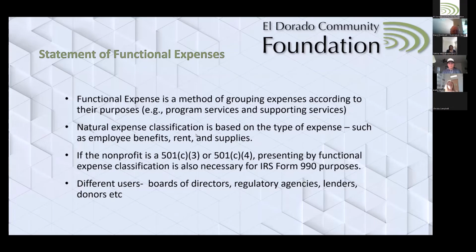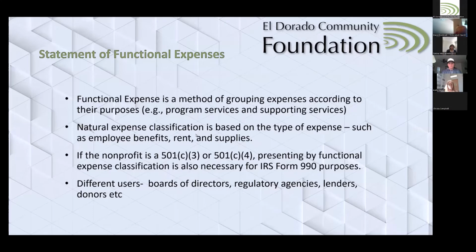So that's the new rule, that you have to have a statement of functional expenses. And I'll tell you why this is so important. There can be different users. The board of directors can look at this and see where we are making money and where we are losing money. There are regulatory agencies that look at this. There are lenders. If you go to the banks for a loan, etc., they could be looking at this.